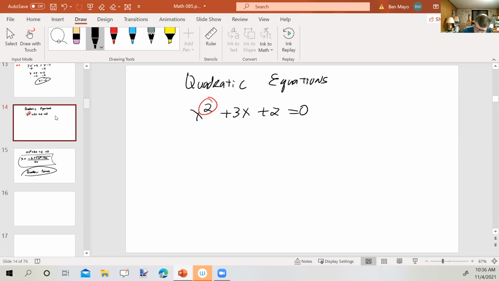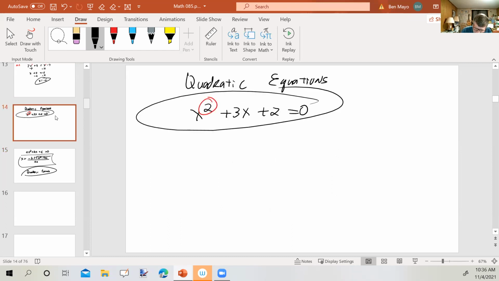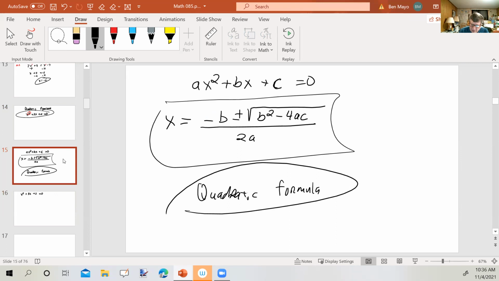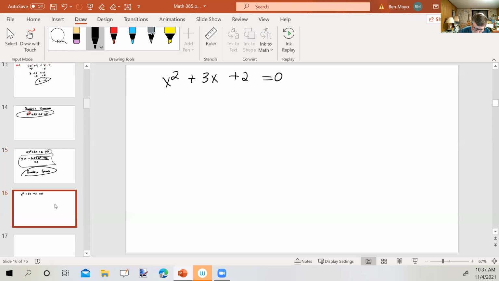Well, let's go back to this equation and let's use the quadratic formula to solve it. So we've got x squared plus 3x plus 2 equals 0. Notice that this is the standard form of a quadratic equation: the descending powers of the variable, then the constant term, and then set equal to 0. So this equation is in that form. A is 1, B is 3, and C is 2. Anybody have any questions where I got the values for A, B, or C?